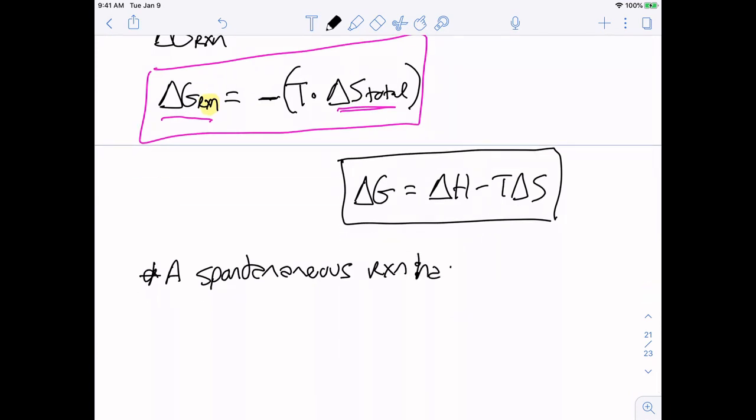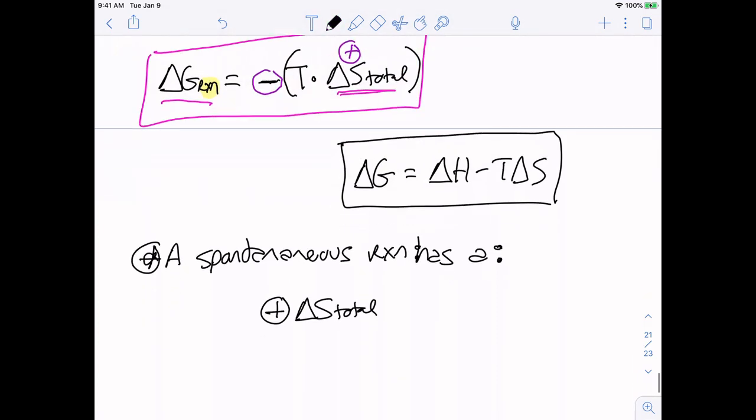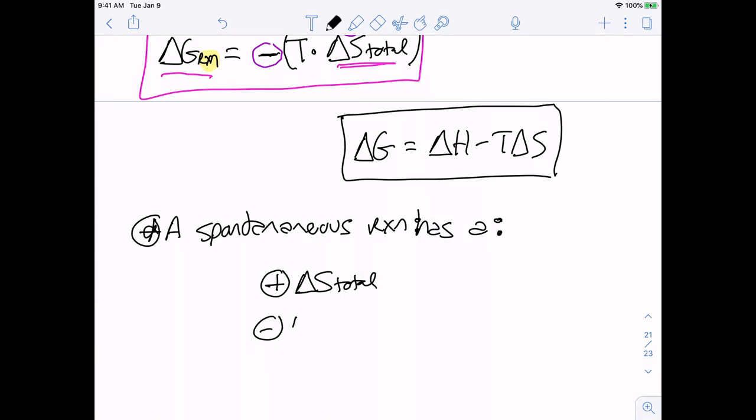Maybe we'll do one that has a positive total entropy change, right? We said it needed to increase, right? That value needs to be greater than 0, so it's a positive change. But then if I go and look up here, if delta S is positive, I'm multiplying it by a negative in the formula, my free energy change, delta G, is going to come out to be a negative value. So for a spontaneous reaction, the entropy change is going to be positive, and my free energy change is going to be negative.